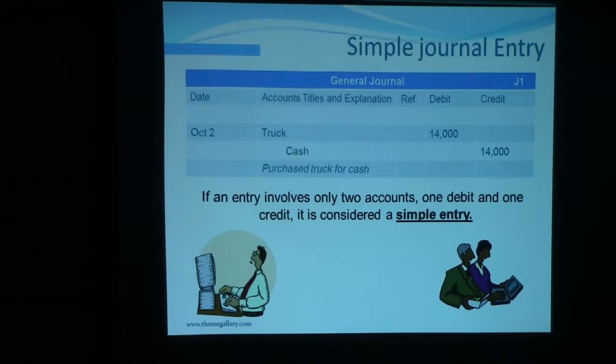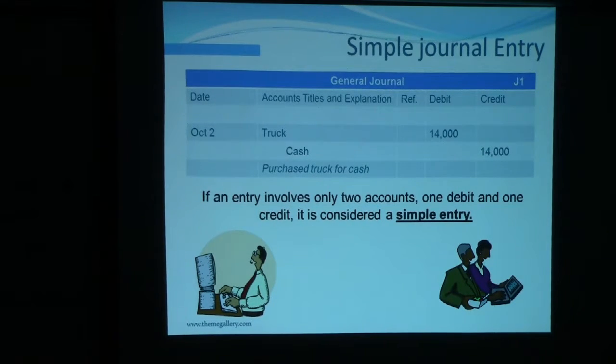So in this case, this company bought a truck for $14,000 and they paid cash. So you can visualize, if there was a T account for truck and a T account for bank or cash, that on the debit side you would enter $14,000 for truck, and on the cash credit side you would enter $14,000.